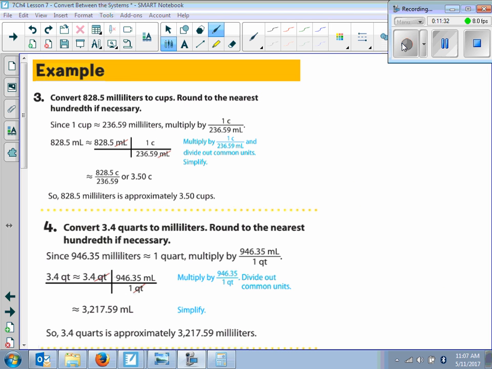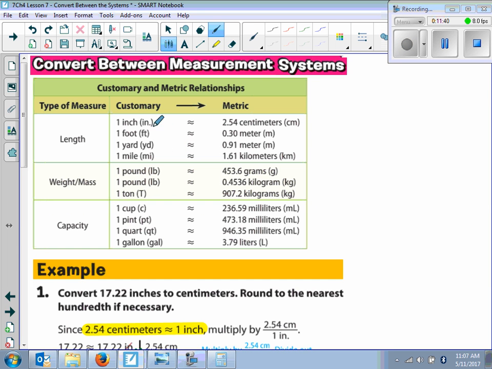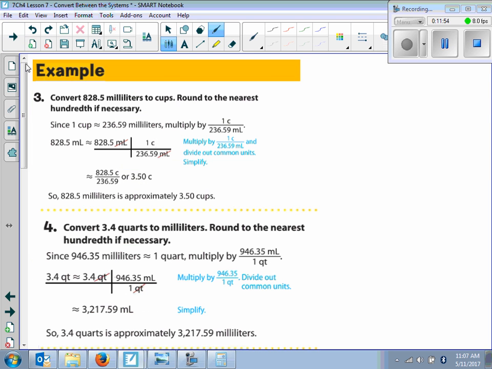So here, with the first examples, what were we converting? We were converting length, right? Mostly length. Now, in this one, we're converting weight, mass and capacity. So it's still the same steps, it's just different units, right? All right.